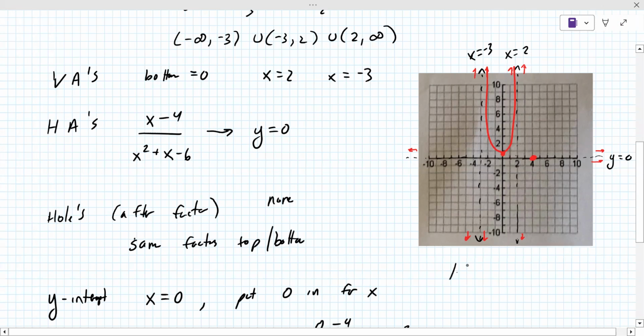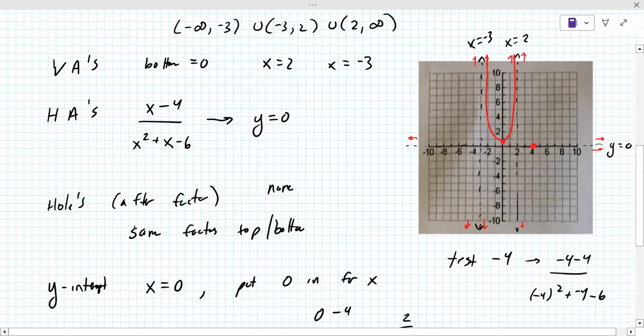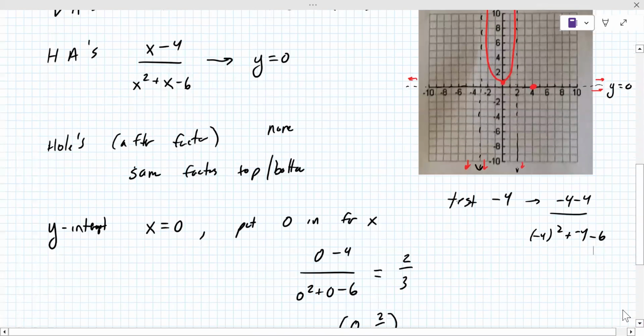let's keep it simple, test -4. Okay, so that's putting it back into the original equation. So that's -4 over (-4) squared plus -4 minus 6. All right, and that becomes -8 over 16 minus 6 minus 4.